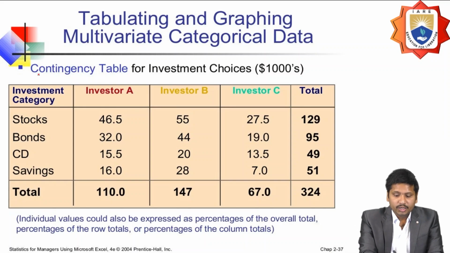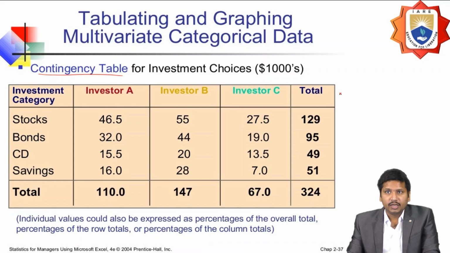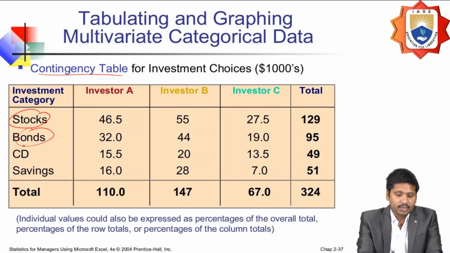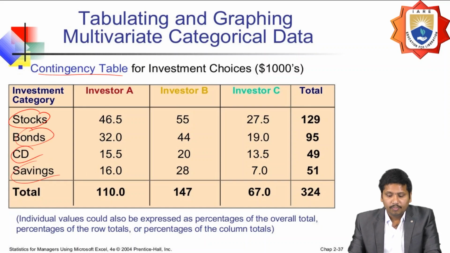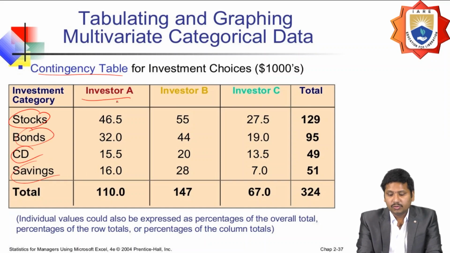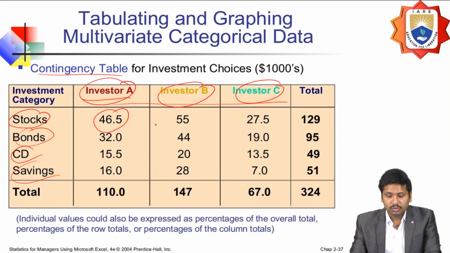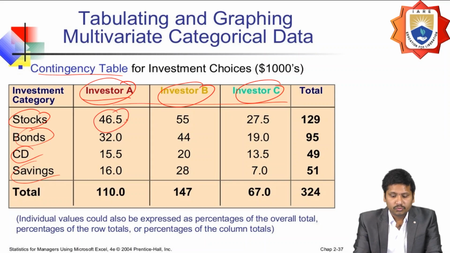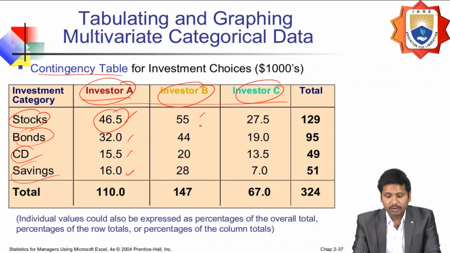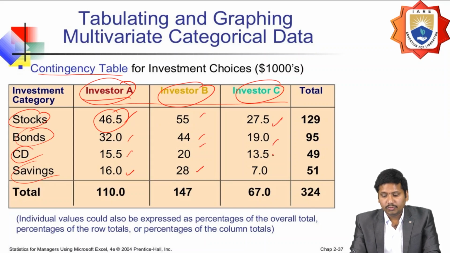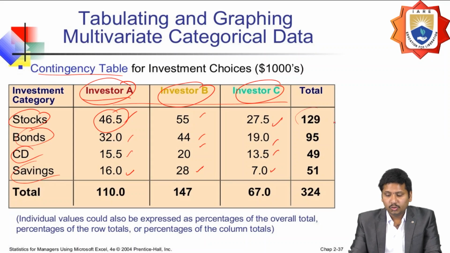So for that, I'm going to consider a consistency table for the investment choices. The investment categories should be the same, like stocks, bonds and savings, but I'm going to consider different investors. Previously there was one investor; now I'm going to consider different investors here. So what should be the values, in thousands of dollars, for the stocks for investor A, for investor B, and investor C, and then the total of the stocks value in terms of $1,000.